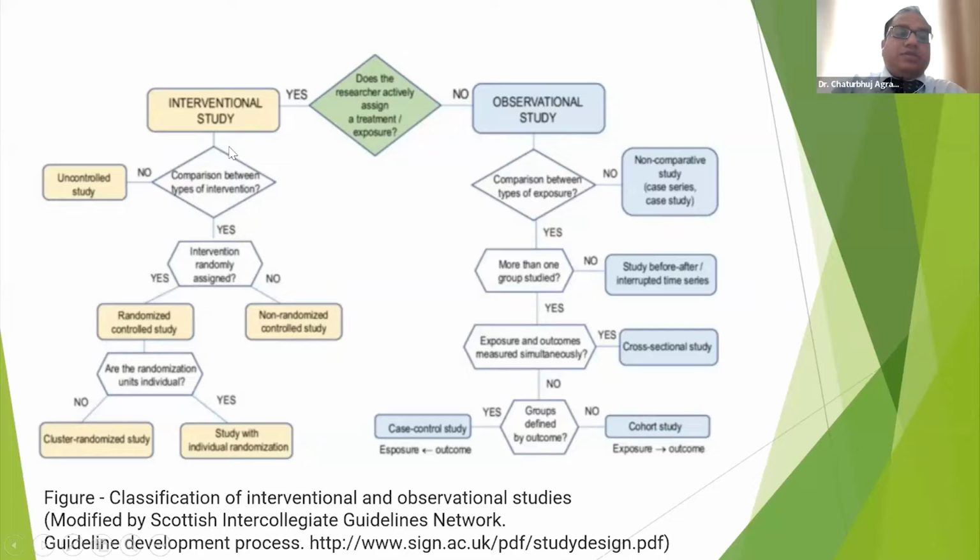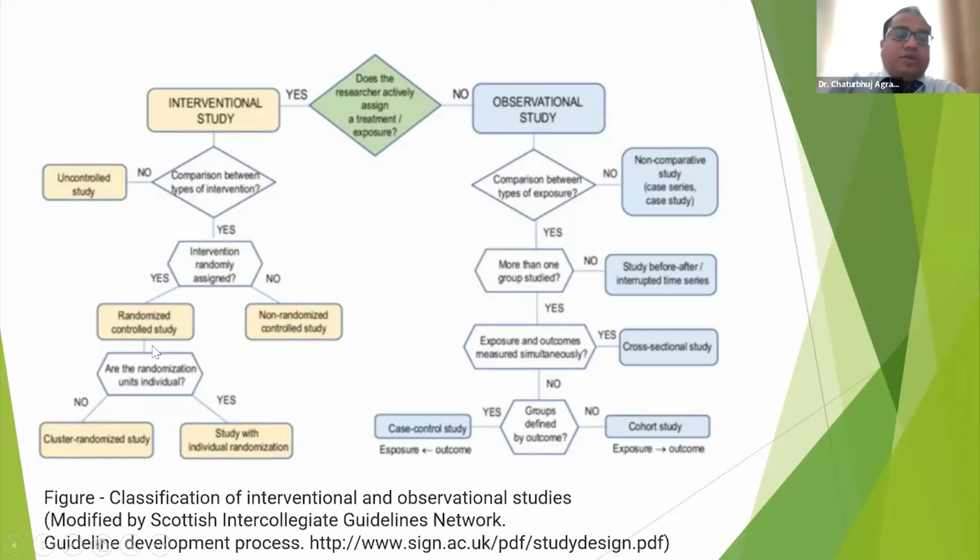Interventional studies can be either uncontrolled or controlled. When we are comparing between two types of intervention, or more than two, it's a controlled study. If we are not comparing, it's an uncontrolled single arm study. If we are comparing, it could be a randomized control trial or a non-randomized control trial, depending upon whether they are randomly assigned, with each person having an equal chance of going to the investigational or control arm. If yes, it's a randomized trial. If no, it's a non-randomized control trial. We will see these things in detail.